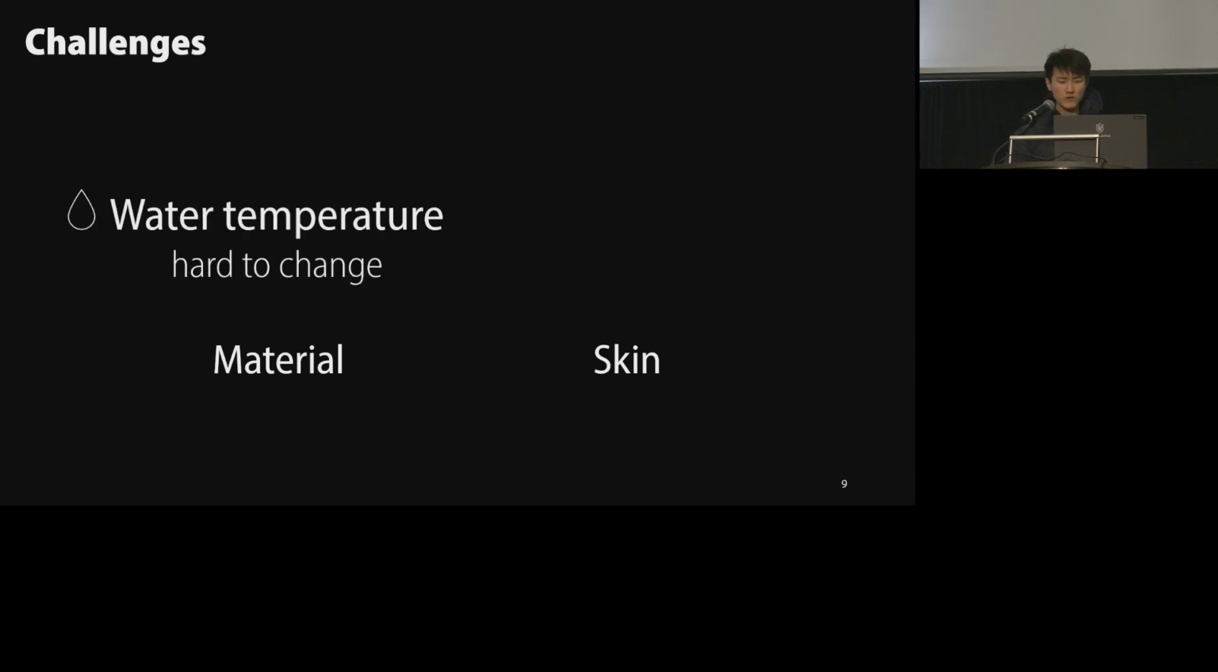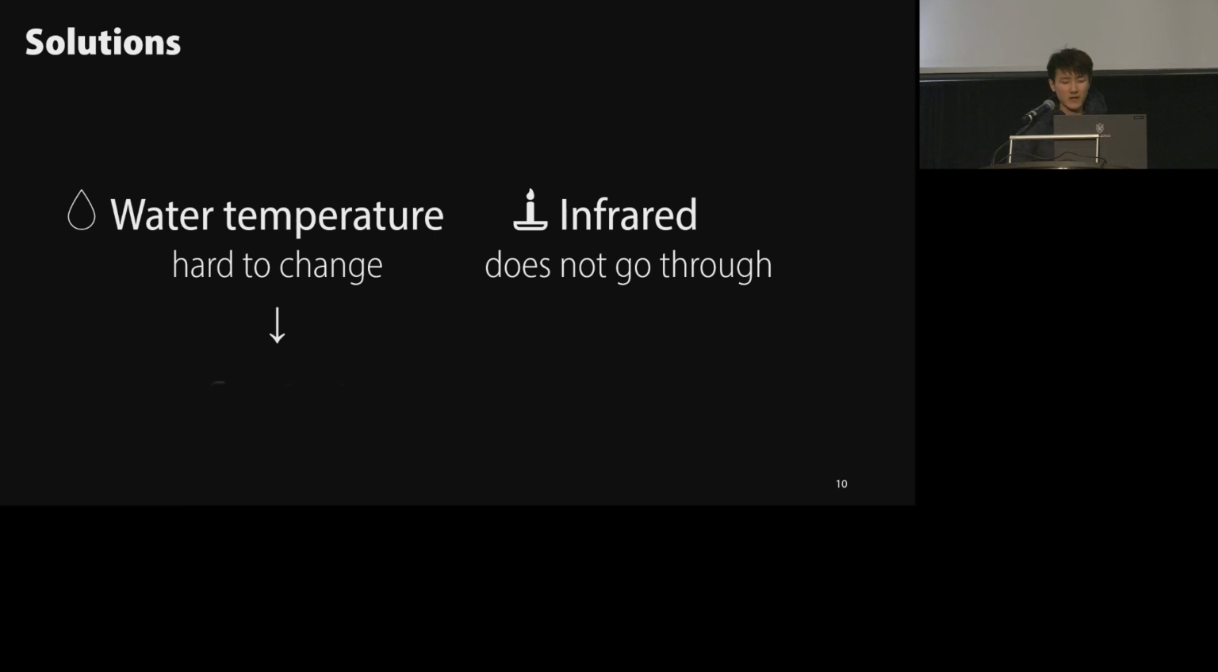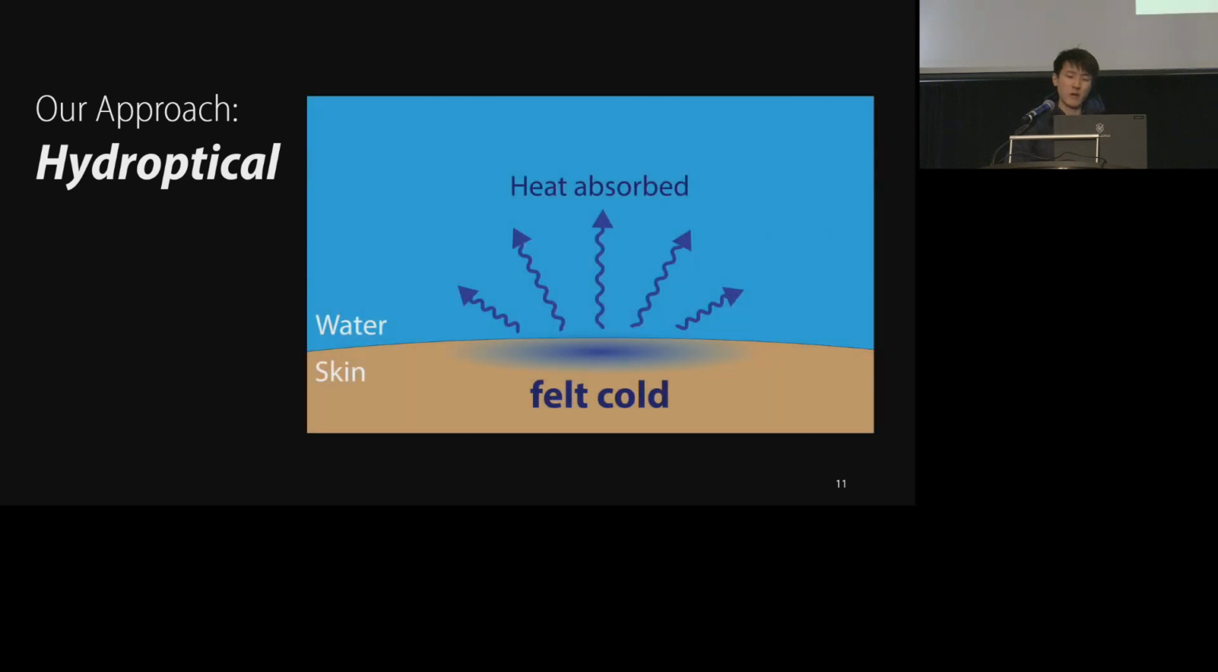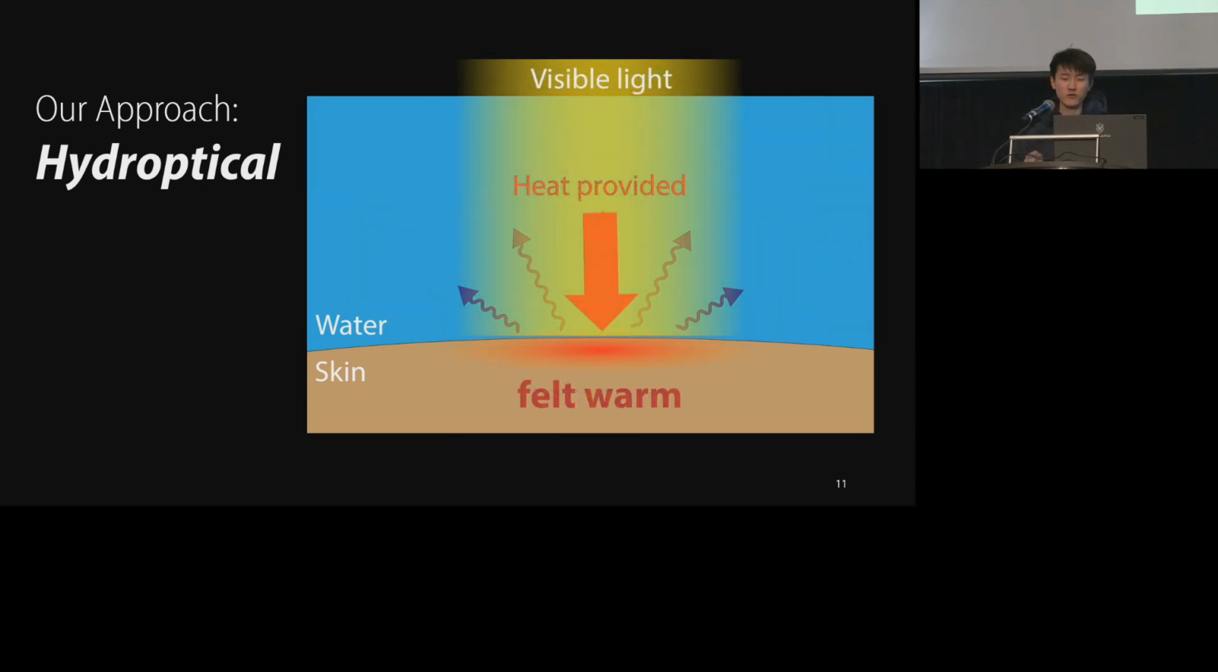But changing water temperature takes time. It's not very interactive. And water doesn't transmit infrared; it just absorbs infrared, so it takes too much time. So instead, I keep the water temperature constant and use visible light instead of infrared rays, because water is transparent and transmits visible light really well. This is my method. When your hand is in water, you usually feel it's cold because the water is absorbing your heat. But if you provide enough heat through visible light, then you actually feel warmth, even in cold water.